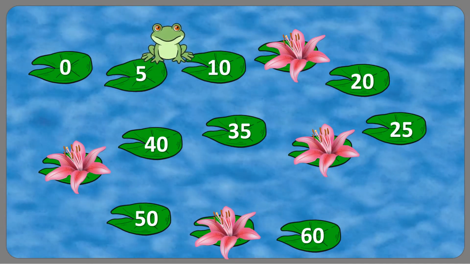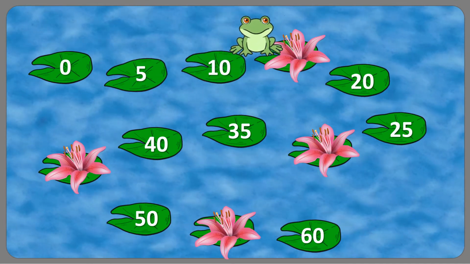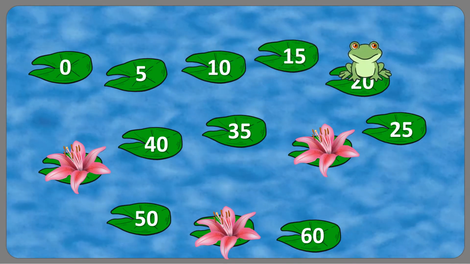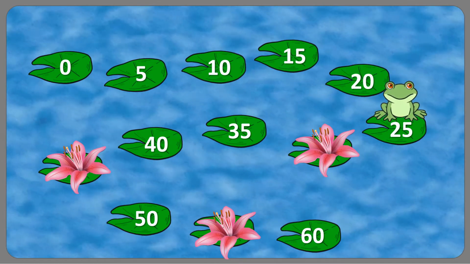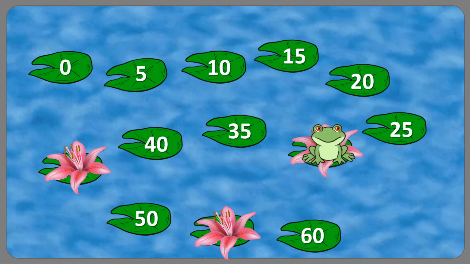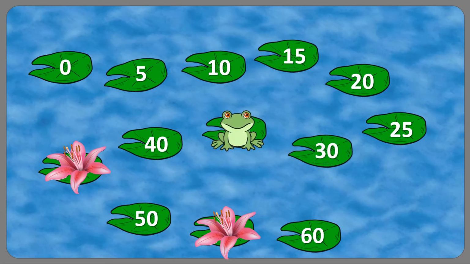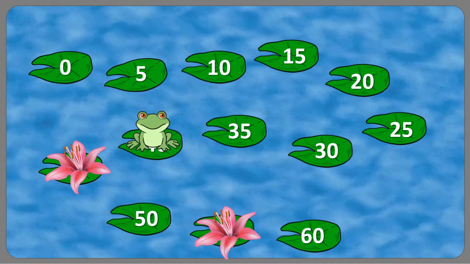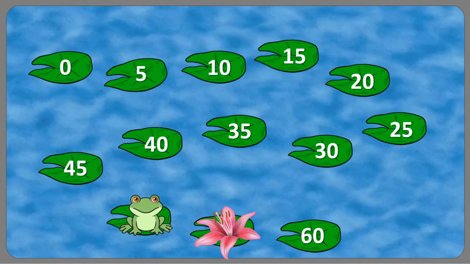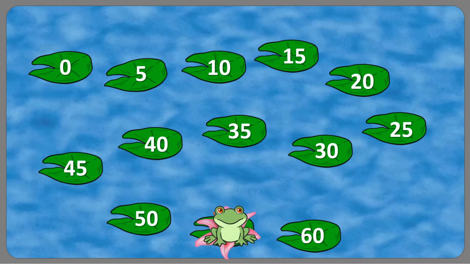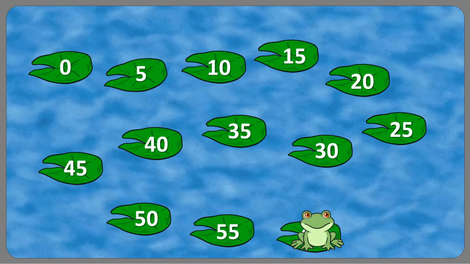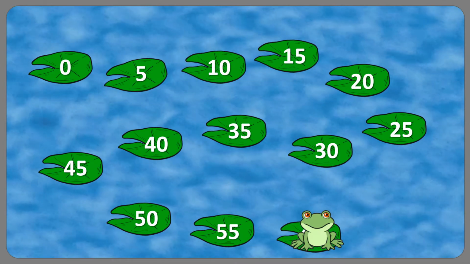5, 10, and what's that number? It was 15, 20, 25, and the next number is 30, 35, 40. Next number is 45, 50, and the next number is 55, 60. Super counting in fives, everybody.